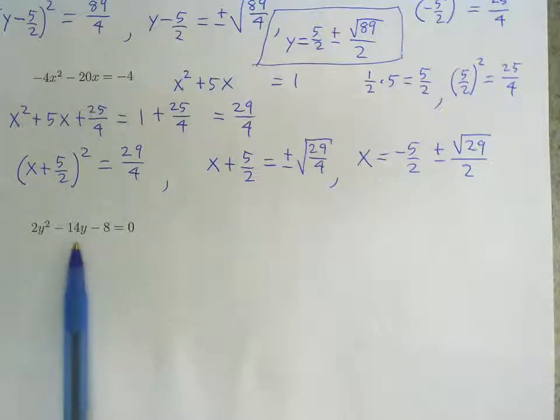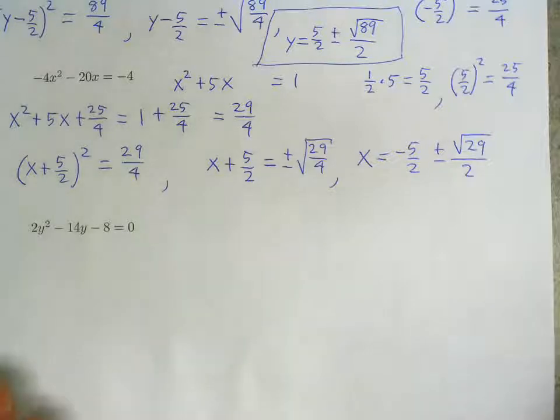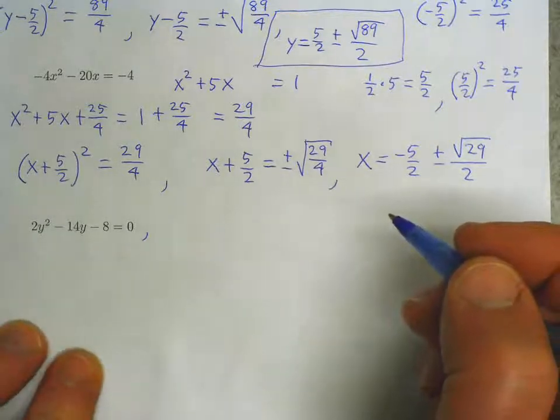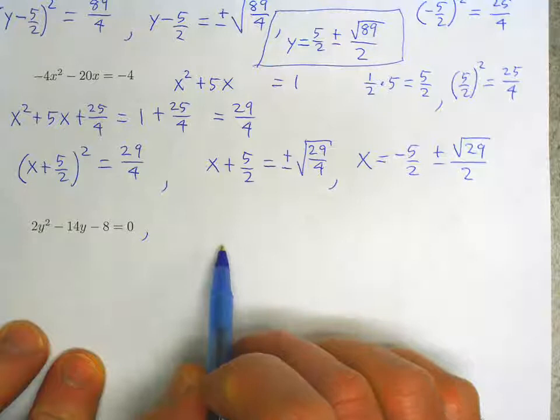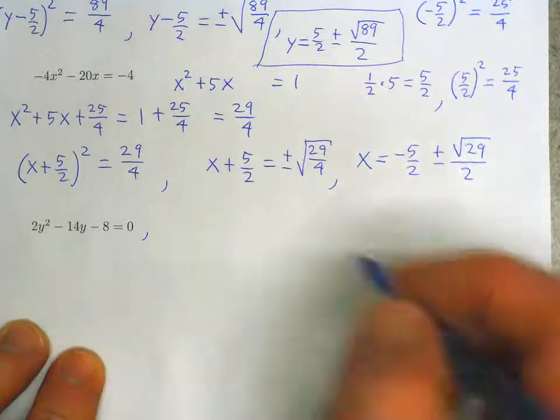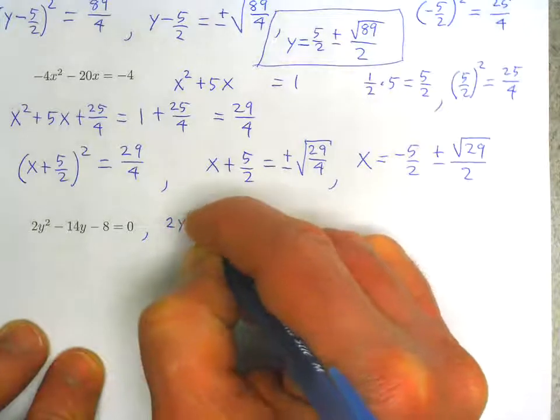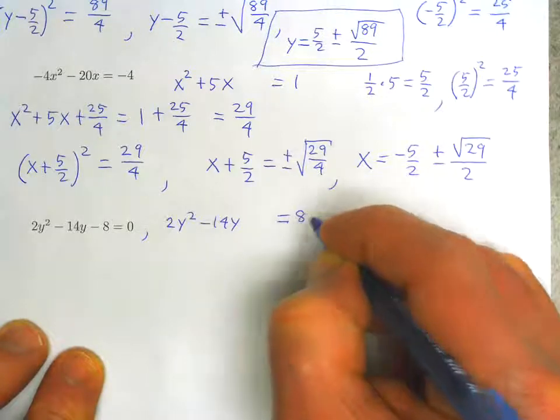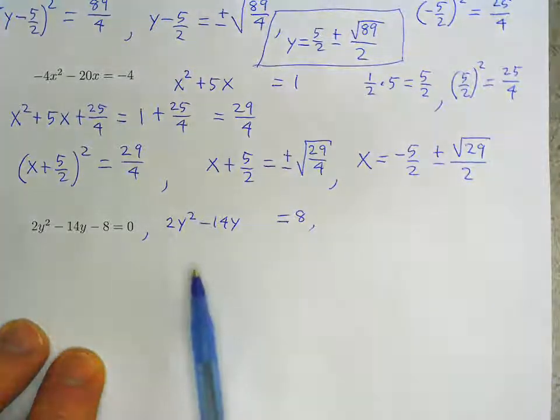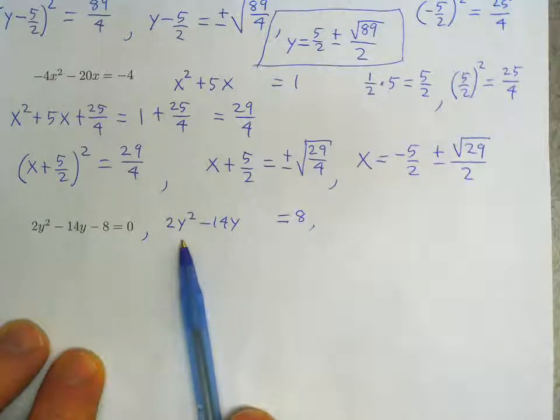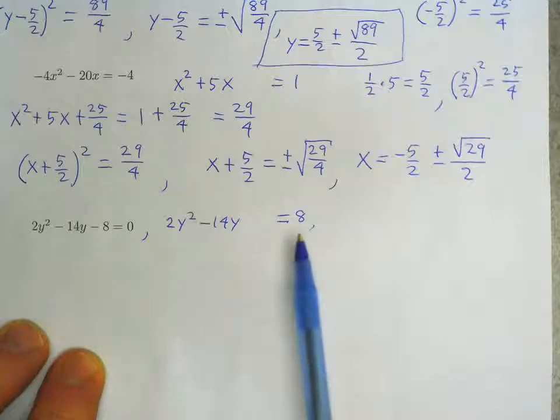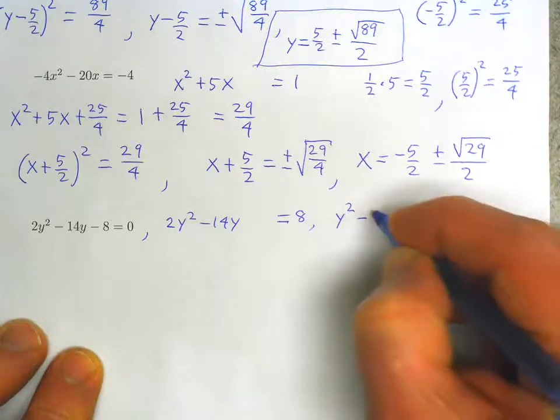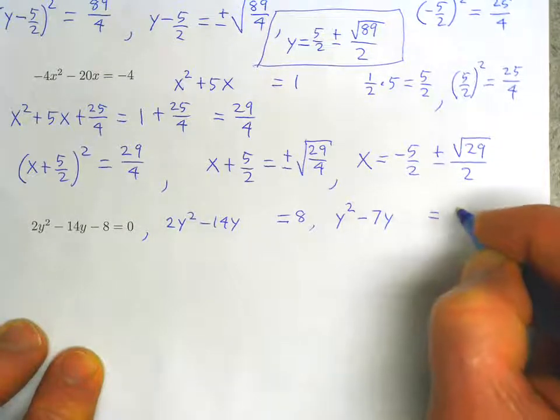2y to the second minus 14y minus 8 equals 0. We want the y squared term and the y term on one side by themselves and the constant on the opposite side. So step 1 this time is to add 8 to both sides. So we get 2y to the second minus 14y equals 8. When using this method, we want the coefficient of y squared to be 1. So if we divide every term on both sides by 2, we'll get 1y squared minus 7y equals 4.